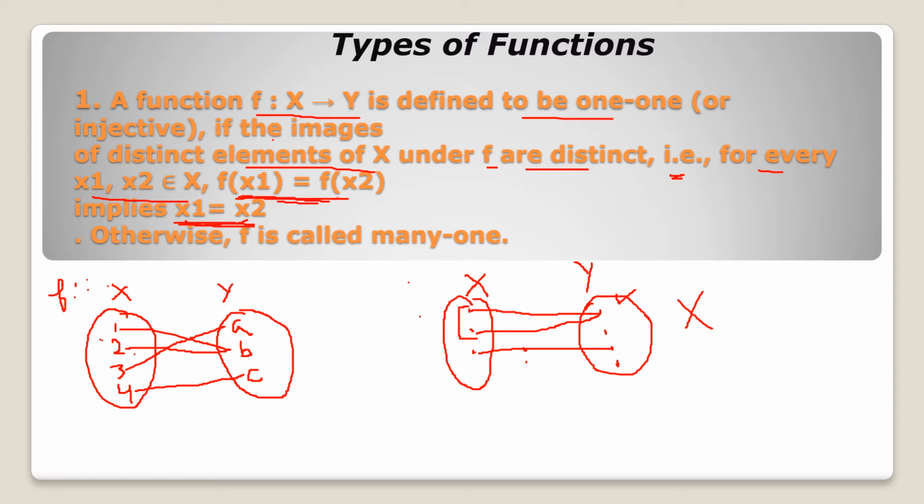Why will this not be a function? Because 1 and 2 are two elements which have the same image. So therefore this cannot be a function. So for a function, every element in X must have a distinct image. So I think this will be clear now. Let us go to next.